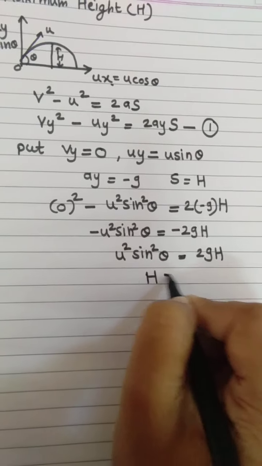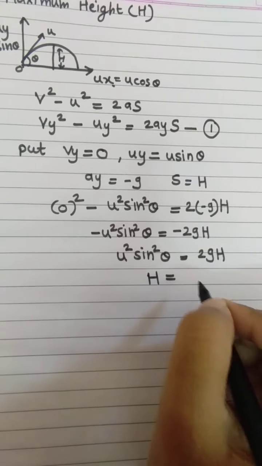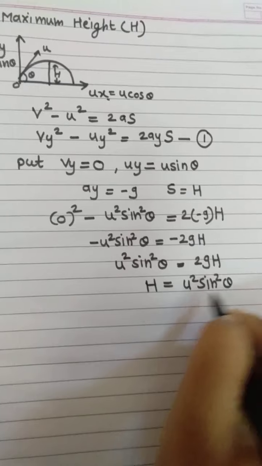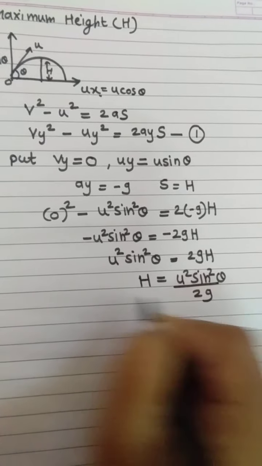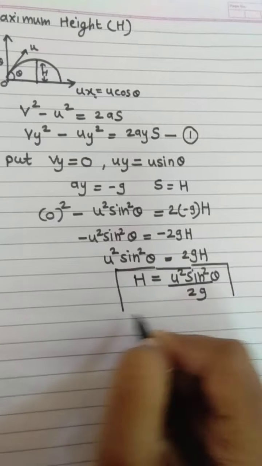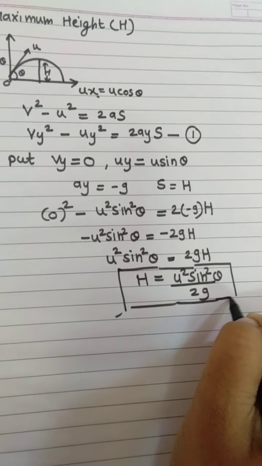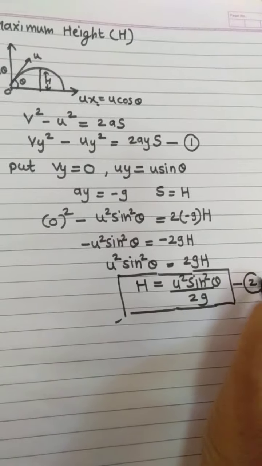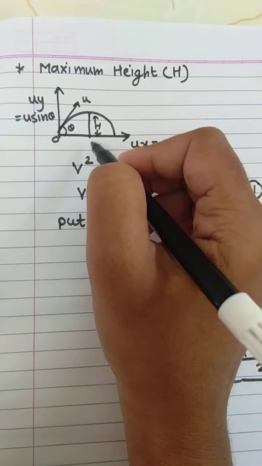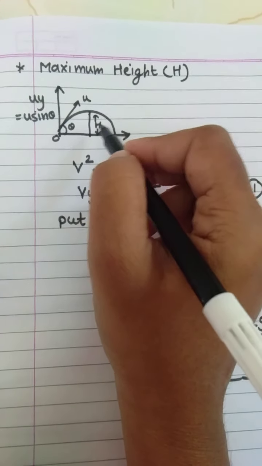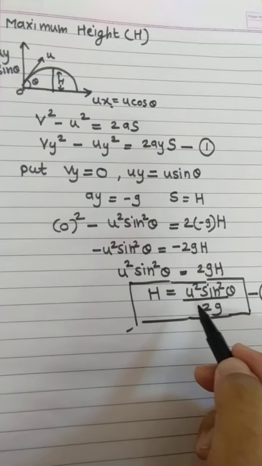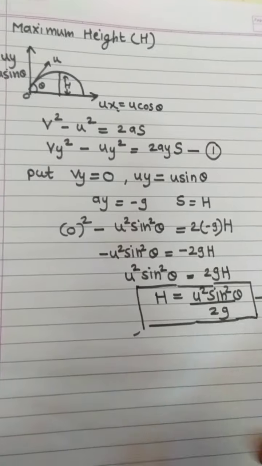H is equal to, 2g will go to this side, so u square sin square theta upon 2g, and this is our equation for the maximum height. You will observe here the maximum height is along the y-axis and we have represented it by capital H, and we have got the formula for it. H is equal to u square sin square theta upon 2g.